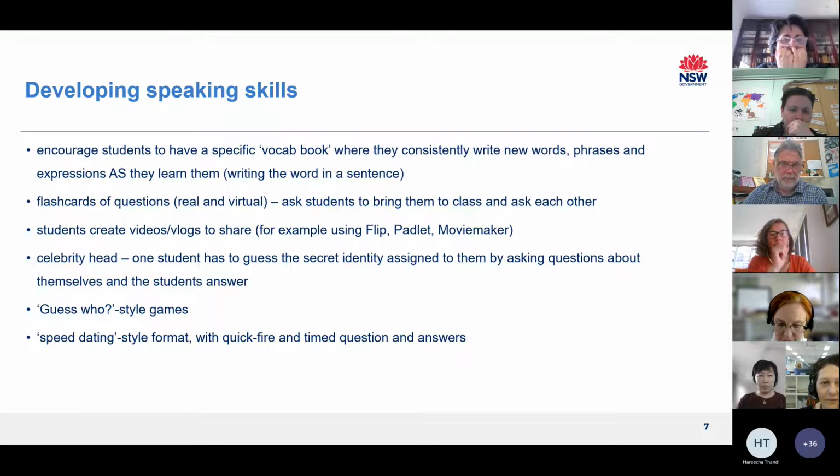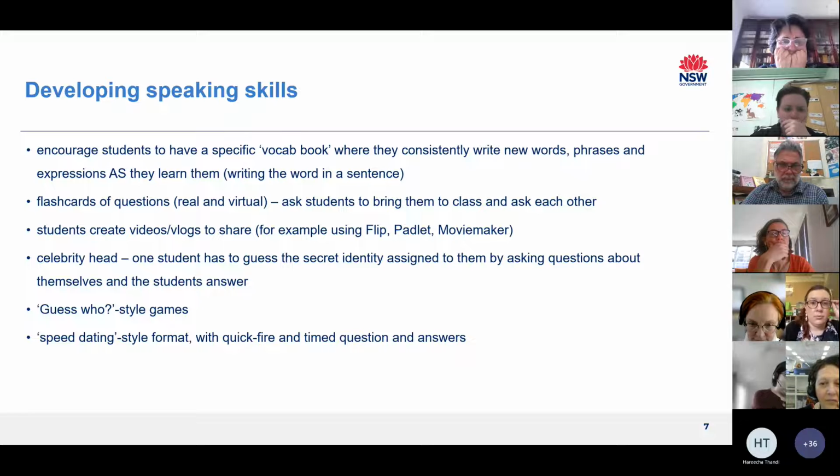Encourage students to have a specific vocabulary book where they consistently write new words, phrases and expressions as they learn them, writing the word in a sentence. Flashcards of questions, real and virtual. Ask students to bring them to class and ask each other. Students create videos, blogs to share, for example, using Flip, Padlet, Movie Maker.